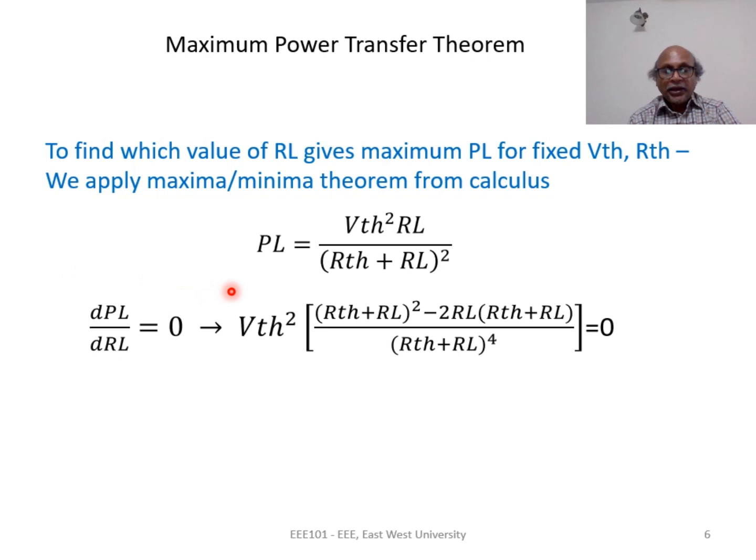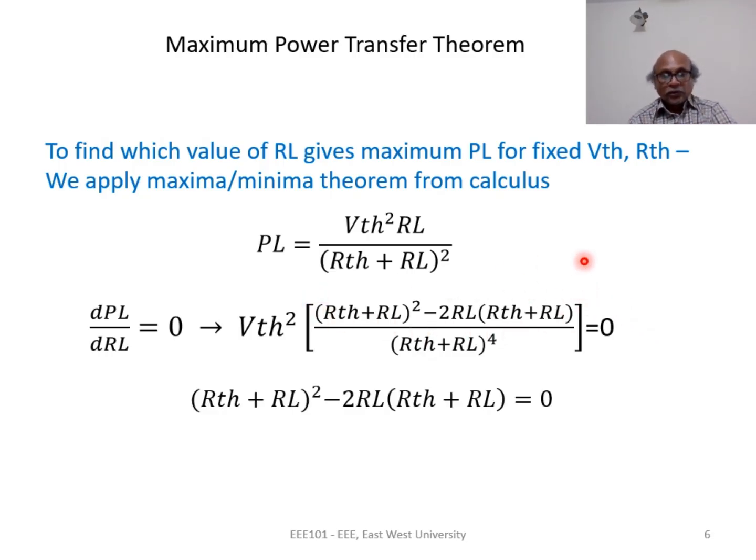In the expression of PL, we have RL both in the numerator and in the denominator. Using the u by v technique, we can differentiate that and we get this expression. This expression is 0 when the numerator within the bracket is 0. So from the numerator, we get this equation. This is a simple second order equation, and solving it, we find that RL is equal to RTh.